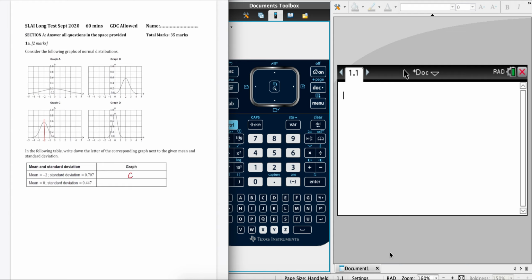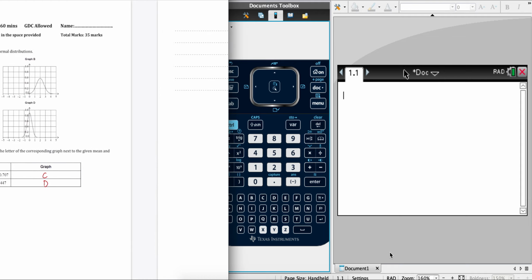C. The second one is a mean of 0, and we have two different ones with a mean of 0. We've got this one and this one. Okay, so it's either graph A or graph D, but the standard deviation is 0.44, so it's just under a half. Now we know that it disappears roughly after 3 standard deviations. So that would be about 1.5, which looks to be about right for this one, whereas this one disappears at 5, so it's not going to be quite right. So therefore we would like graph D.